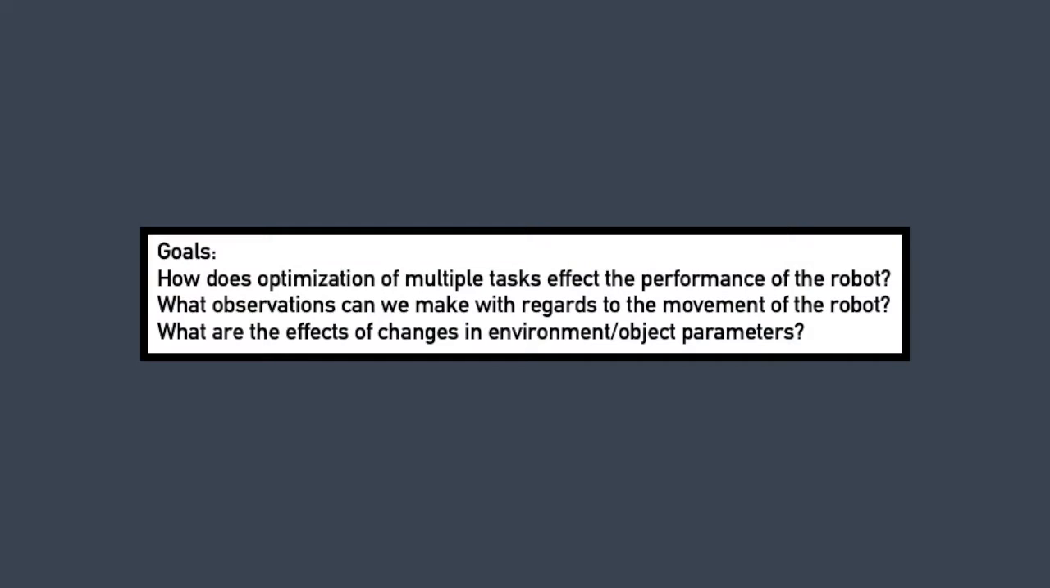I had a few goals for this project. They included: how does the optimization of multiple tasks, as opposed to one single objective, affect the performance of the robot? What observations can we make with regards to the movement of that robot? And finally, what are the effects of changes in the environment and object parameters in the experiment?